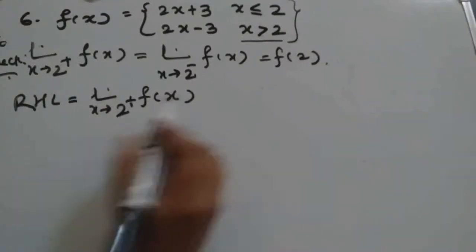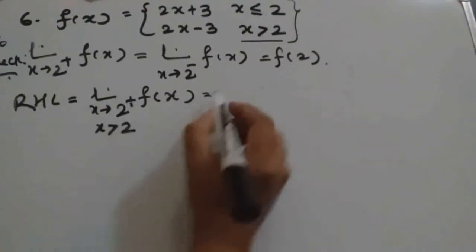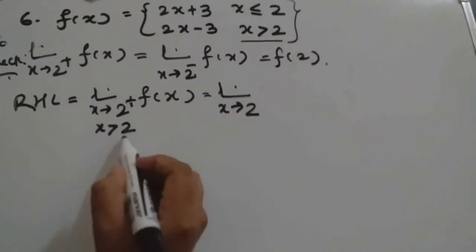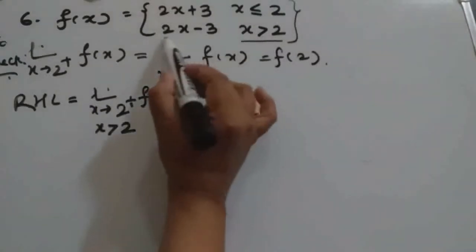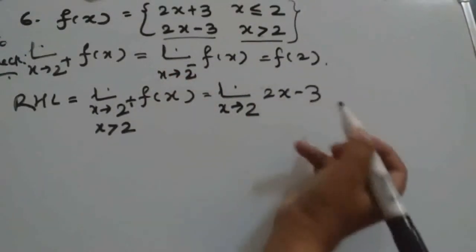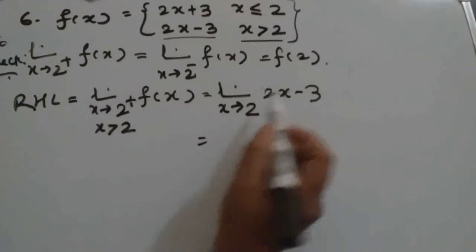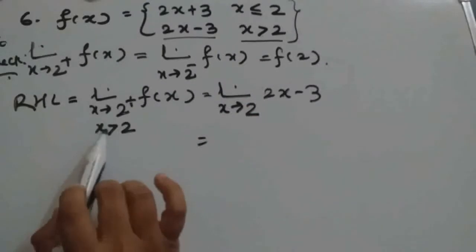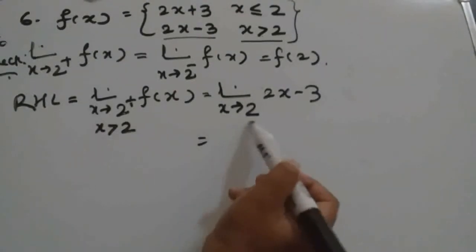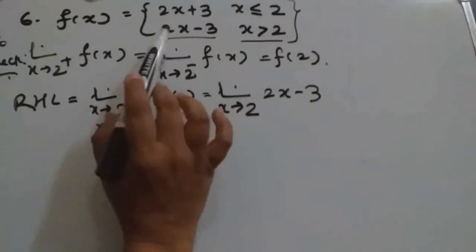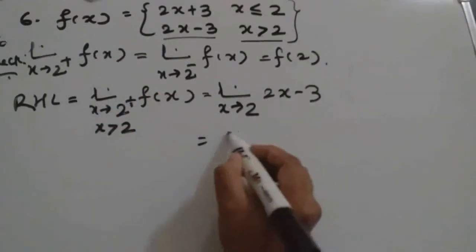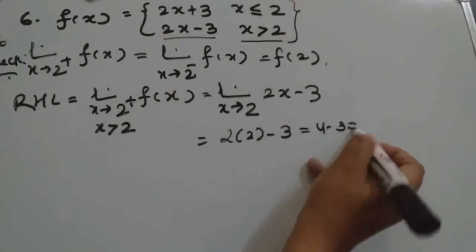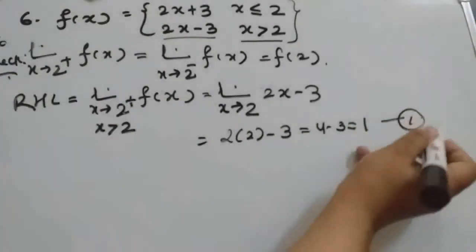Okay, so 2 plus indicates that the value of x is greater than 2. Now in which function is the value of x greater than 2, that you have to check, and that is 2x minus 3. Okay, so now we'll substitute here. After identifying the function which has x value greater than 2, no need to write 2 plus. Now we'll substitute the value 2 into 2x minus 3, that is 4 minus 3 equals 1. So we'll name this equation 1.